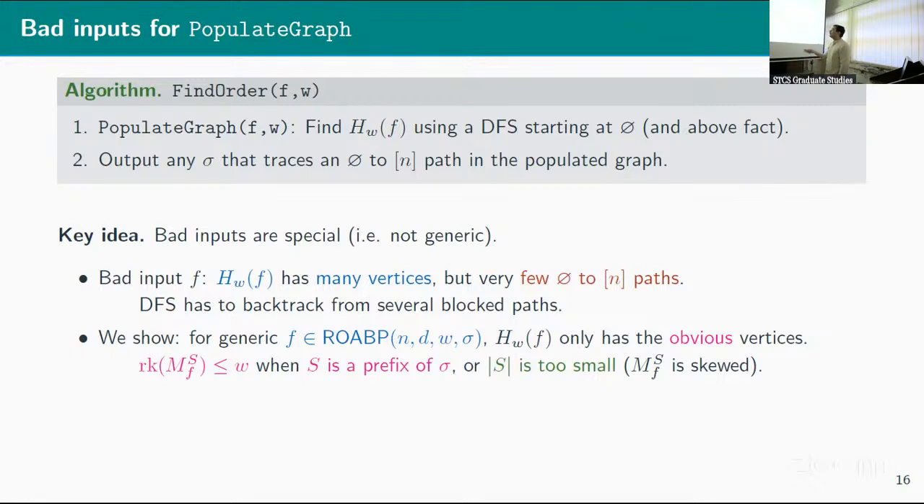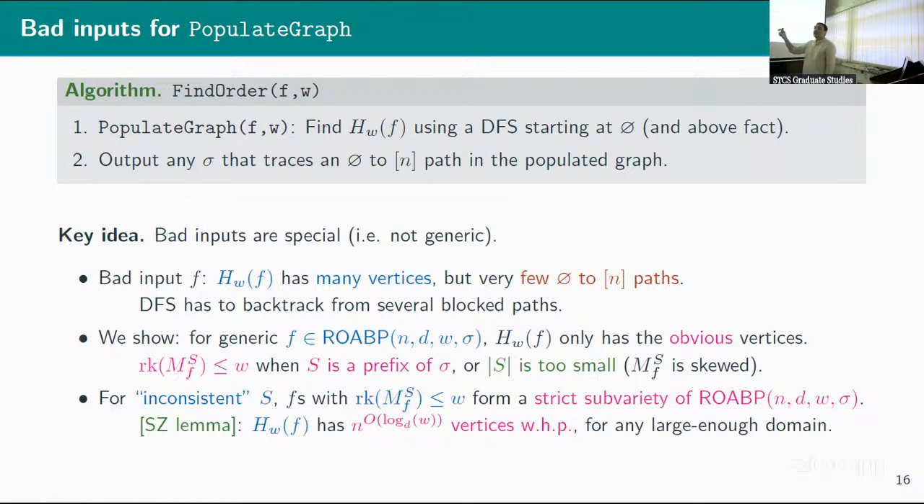So essentially we show that for any inconsistent S, which means any non-obvious S, if you look at the space of all ROABPs that are generated using the generic thing, then those of them that also satisfy this rank being small, for any inconsistent S, have to satisfy an equation that is independent. So which means they form a subvariety of a smaller dimension. It's a strict subvariety.